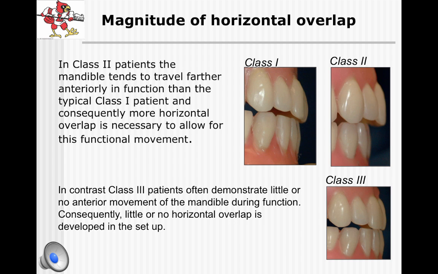In the Angles Class 2 patient, the mandible tends to travel farther anteriorly in function than the typical Class 1 patient, and consequently, more horizontal overlap is necessary to allow for this functional movement. In contrast, the Class 3 patients often demonstrate little or no anterior movement of the mandible during function. Consequently, little or no horizontal overlap is developed in this patient setup.